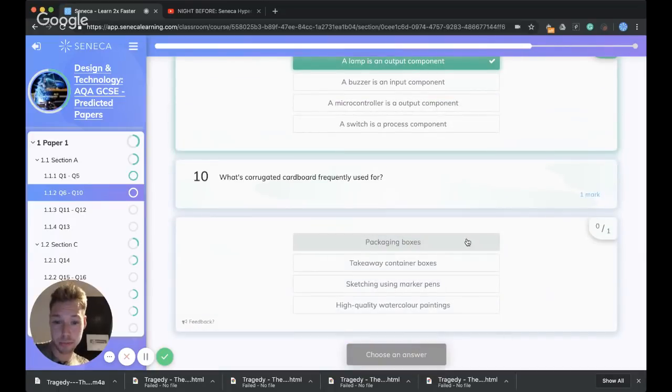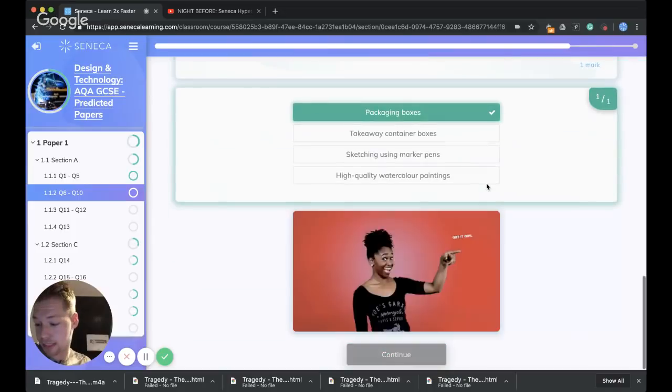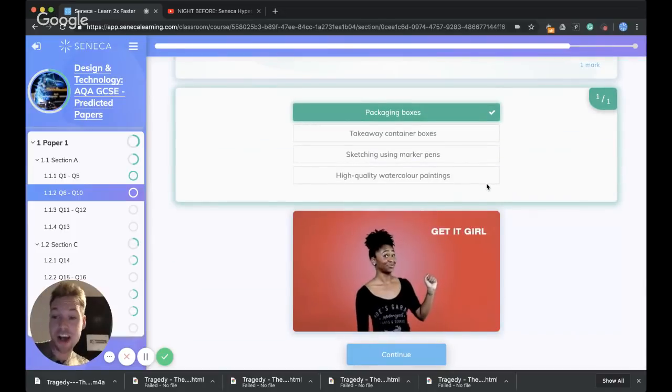Okay, corrugated cardboard. What is that frequently used for? Out of this, yeah, boxes. Really good, Rayanne. Which one of these is the best answer? Packaging, boxes. Really, really good. You guys are killing it.